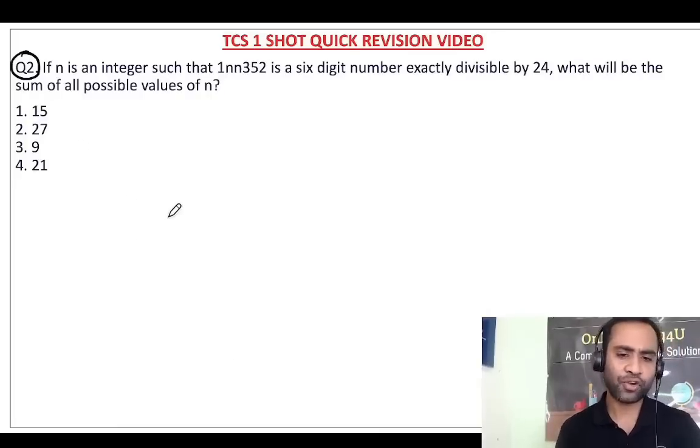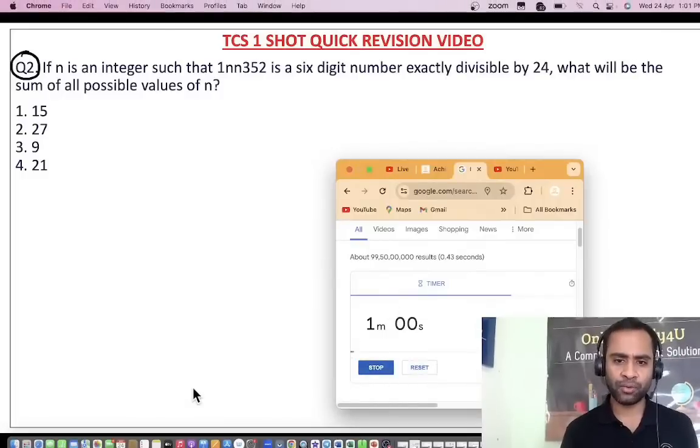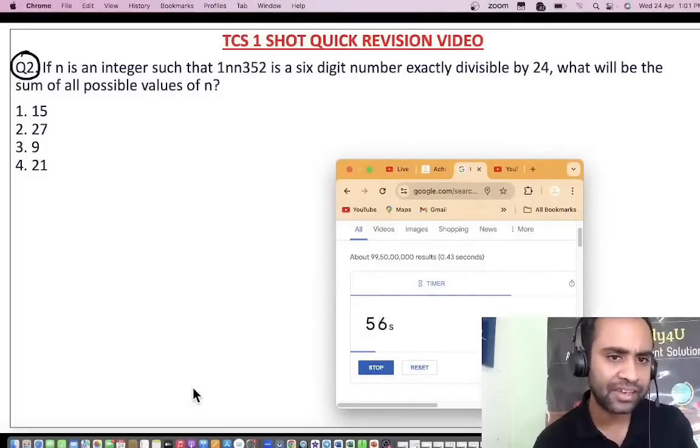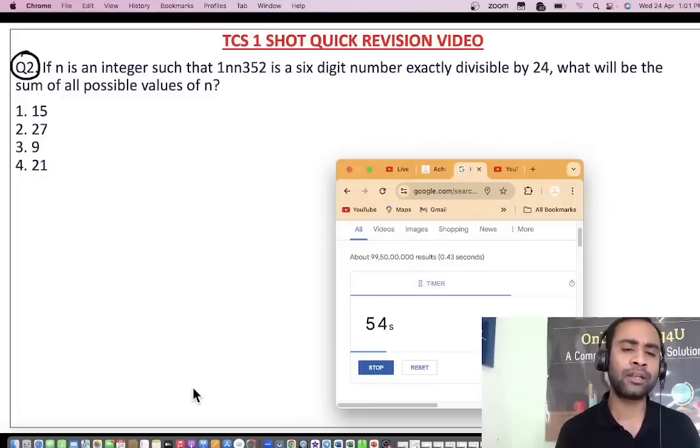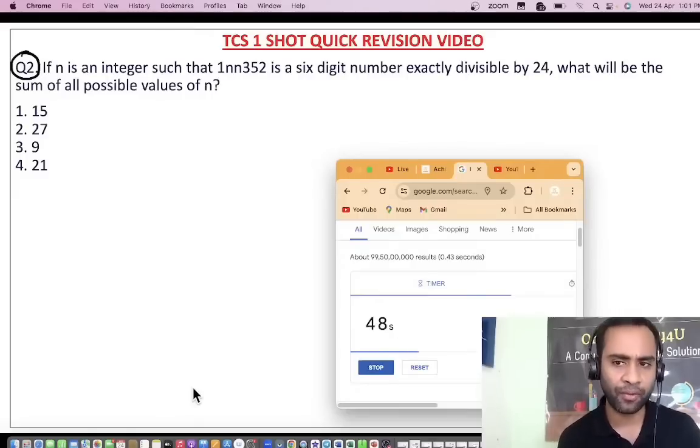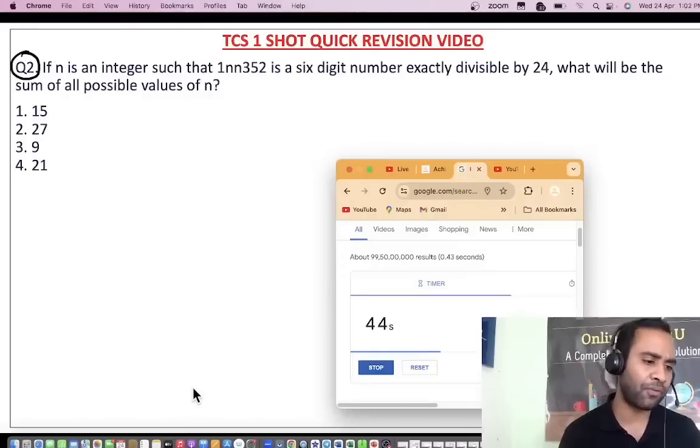Okay, now question number two. So question number two, it's a TCS NQT problem. If n is an integer such that 1n352 is a 6-digit number exactly divisible by 24, what will be the sum of all possible values of n?